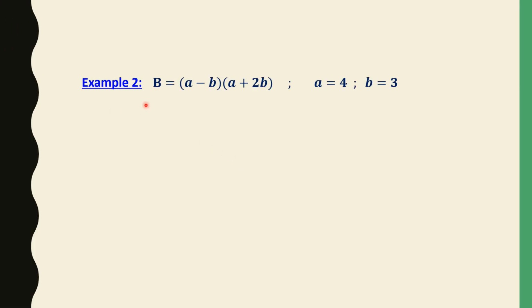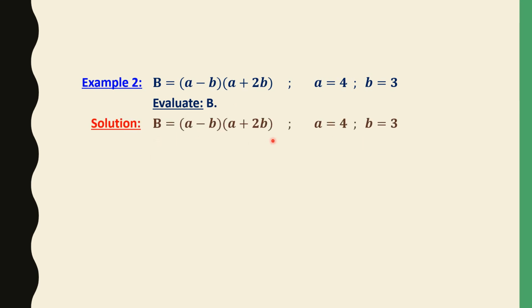Example 2, B equals a minus b times a plus 2b, or we can read it a minus b into a plus 2b, where a equals 4 and b equals 3. Evaluate B. Solution, we copy the expression again, then we replace each variable by its given value. We replace a by 4 and b by 3. Equals, open the parentheses, 4 minus 3 into 4 plus 2b, it's 2 times b, it means 2 times 3, 2 times 3, we close the parentheses.